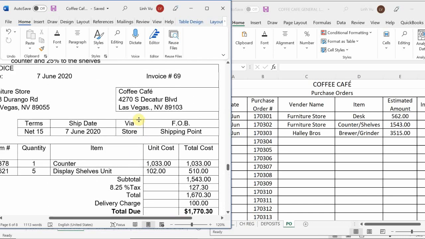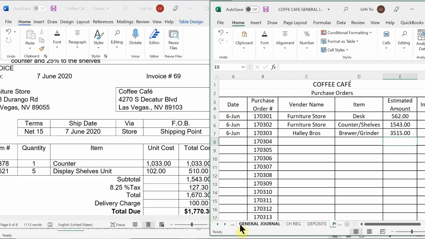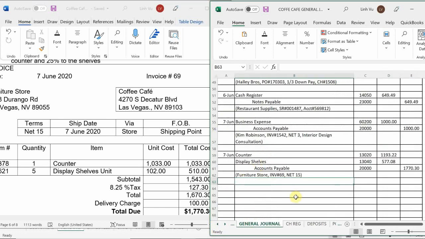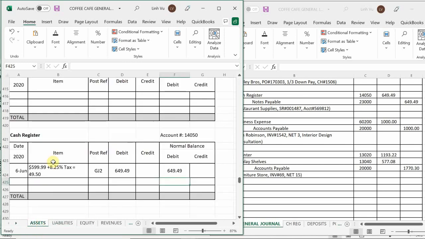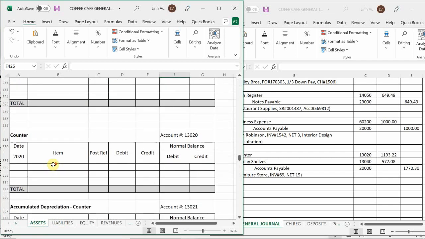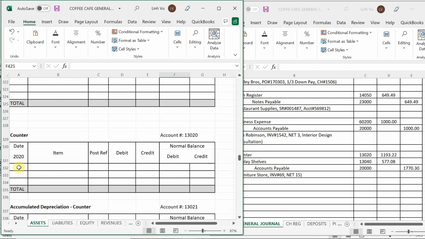And I already did all my calculations, so I have exactly how much each asset is going to cost me. So back to my journal here. Since I completed my journal, now I need to complete my ledger. In this case, I acquired some furniture, so I need to find my accounts for that. There you go. Counter is right here.